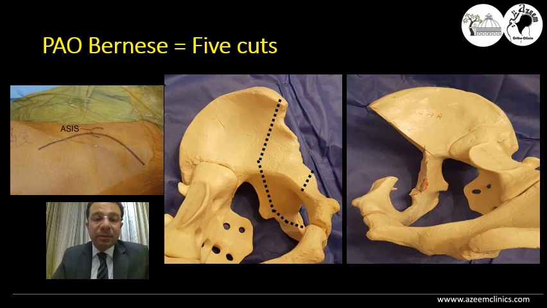The Bernese periacetabular osteotomy is usually done through an anterior approach, a Smith-Petersen approach, and usually it is composed of 5 cuts for the periacetabular tissue. Finally, a reorientation of the acetabulum.